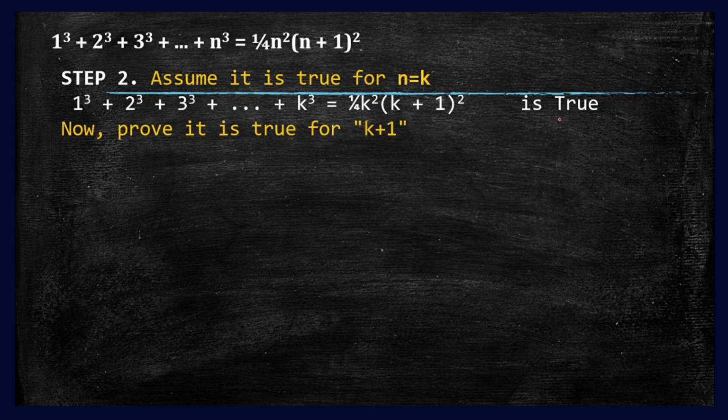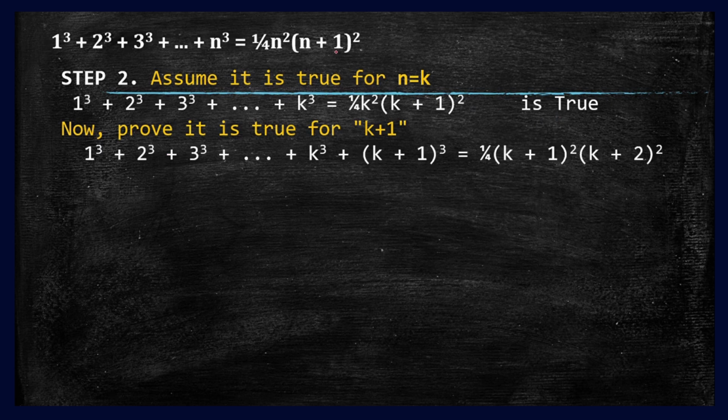Alright, next, we're going to prove that it is true also for k plus 1. So let's rewrite this part, 1 cube plus 2 cube plus 3 cube plus k cube. Then mag-a-add tayo ng another term sa left side ng ating equation. We'll have k plus 1 cube. So nanggaling yung k plus 1 cube natin. Diba k cube to, substitute tayo ng k plus 1, so magiging k plus 1 cube tayo.